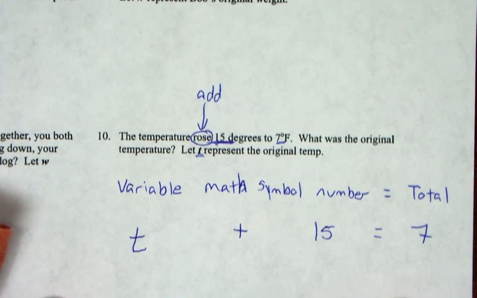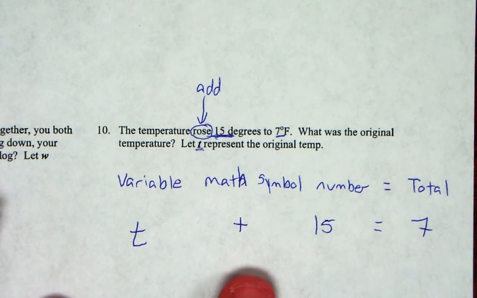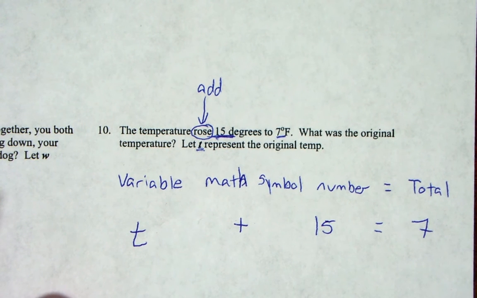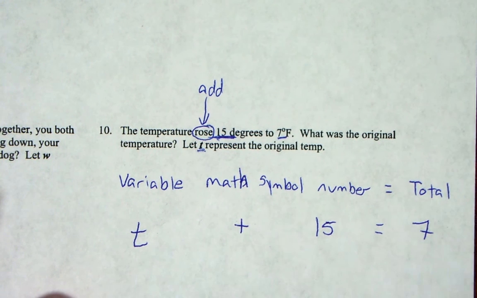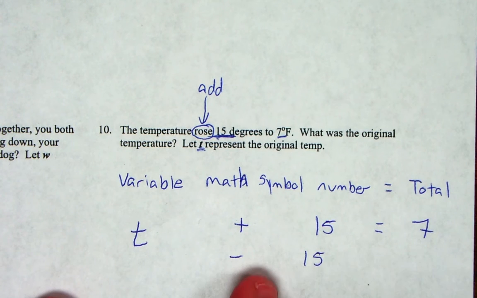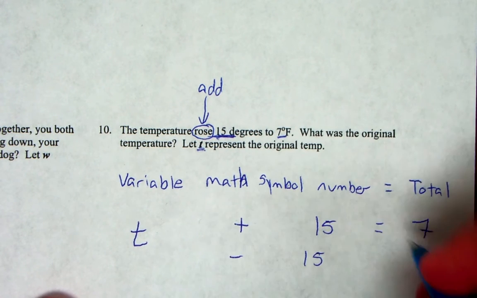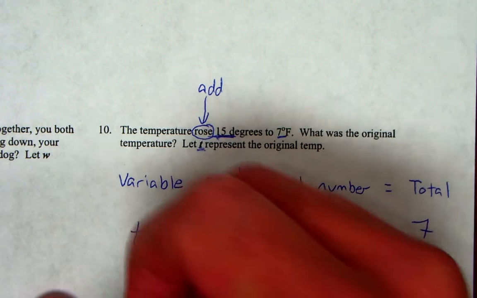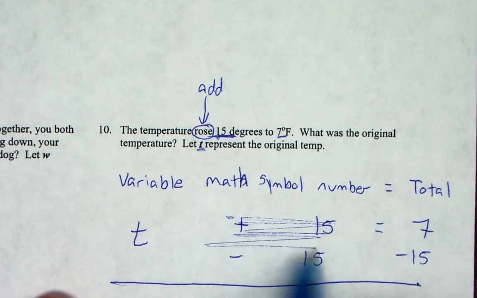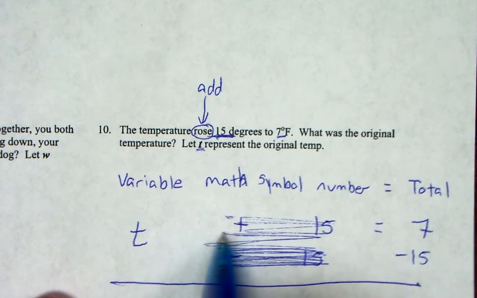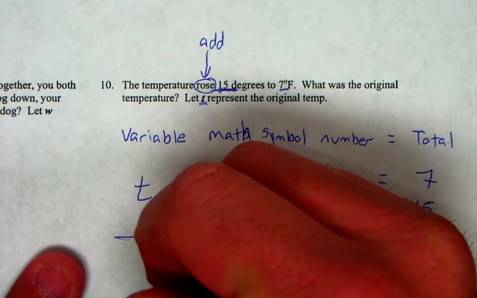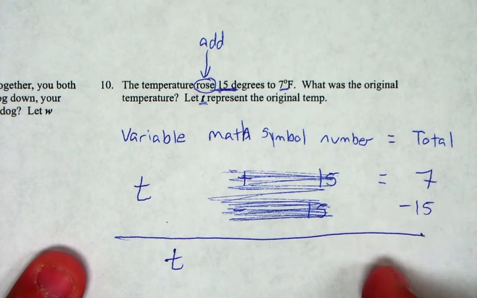Now I want to go solve it, right? Do the opposite operation of the math symbol you see here. What's the opposite of adding 15? Subtracting 15. Very good. Again, what you do to one side of the equal sign, you must do to the other side. The 15 minus 15 zeroes out. It's gone. Bam. Gone. My variable T comes straight down. I never touched it. The equal sign, I never touched it.